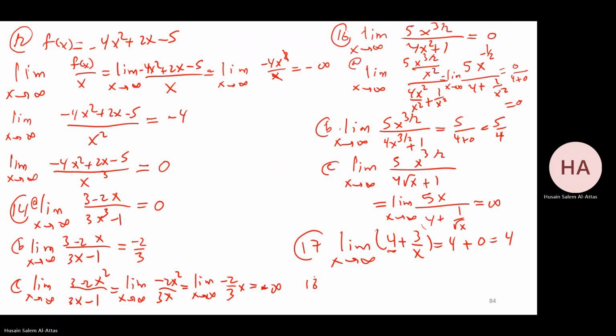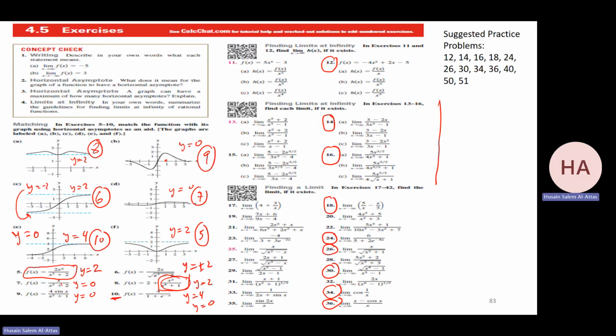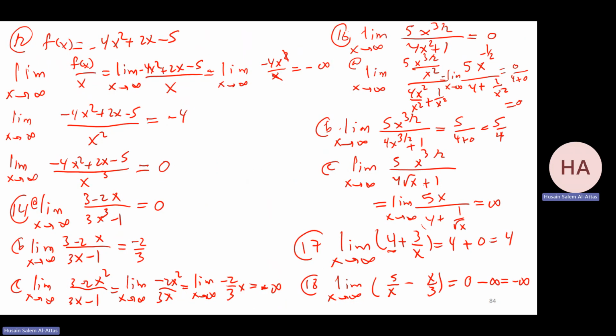18. Limit as x goes to infinity, 5 over x minus x over 3. That will be what? 0 minus infinity, which is minus infinity. This is 18. Oh, it's minus infinity, sorry. x goes to minus infinity, not infinity.